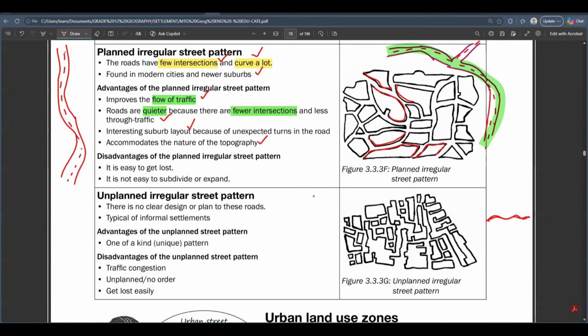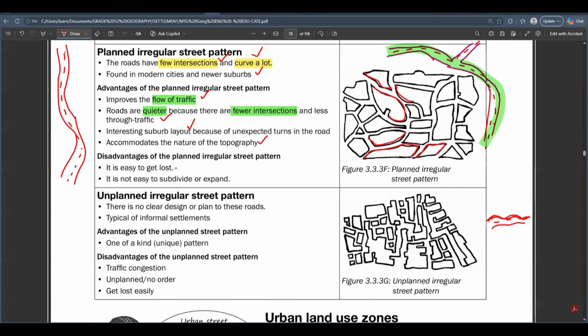So basically, this planned irregular street pattern can work even if the area has some inconsistencies in the gradient. If the area is not that flat, you can still make streets. Some of the streets will be descending, having a descending pattern and whatnot. So it's one of the advantages of this irregular street pattern.